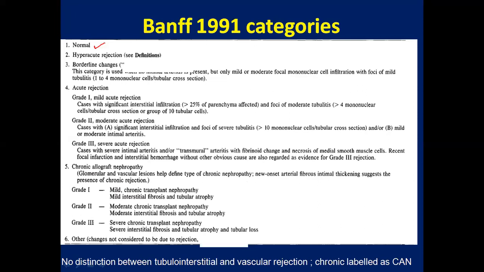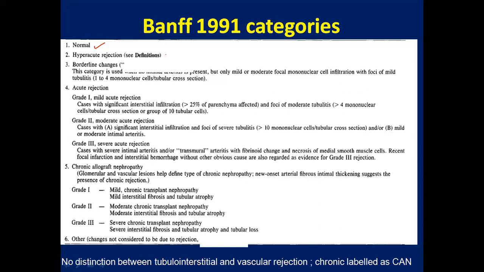The first was, if you find a normal biopsy, that means there is no evidence of any interstitial infiltrate, and there is no evidence to suggest any antibody-mediated process. Then there is a hyperacute rejection. Nowadays, you hardly come across this terminology of hyperacute rejection, except in ABO incompatible transplant.